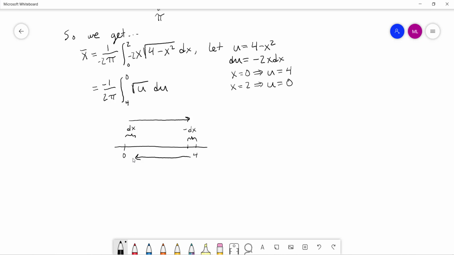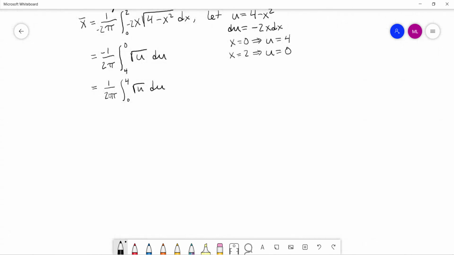So when we go from 0 to 4 with positive dx's, that's the same as going from 4 to 0 with all these negative dx's, and it indicates that there's a sign change that occurs. That's the standard thing that you've hopefully seen or are familiar with. When we swap the bounds of integration, it'll flip the sign of the whole thing. So I'm going to have 1 over 2 pi times the integral from 0 to 4. By flipping these, I introduce a negative sign, and that negative sign canceled with the negative sign that we used to have sitting out in front.